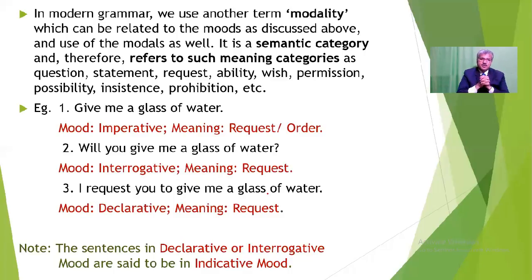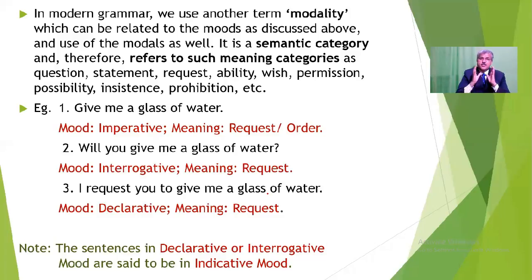In the second example, will you give me a glass of water? Here, there is a question mark at the end of the sentence. So the mood is interrogative mood. And what is the meaning? The meaning is request. The speaker is requesting to be given a glass of water. In the third example, I request you to give me a glass of water. This is a declarative sentence. It is a statement. There is no question, there is no request, meaning the sentence doesn't start with the main verb.